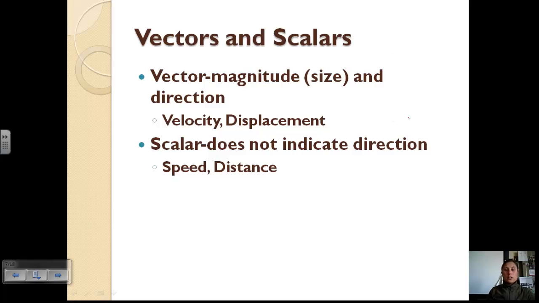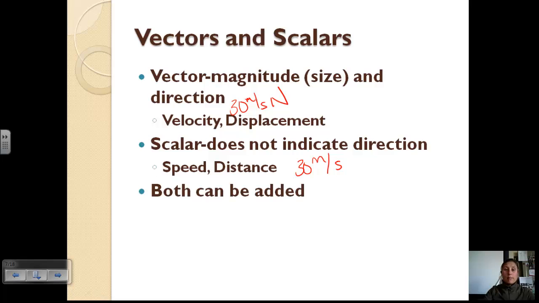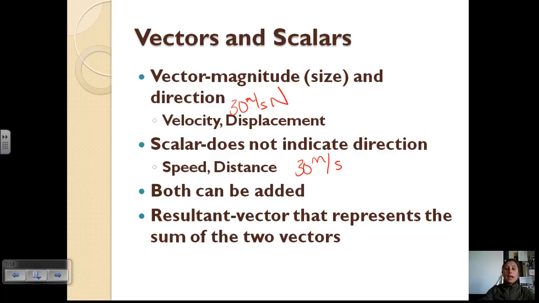So speed, and we're going to talk about this in more detail in a minute, is meters per second. So let's say you're going 30 meters per second. For velocity, we would say you were going 30 meters per second north. And so we've also indicated a direction, whereas a scalar does not. Both scalars and vectors, however, can be added. And when we do add those, we can get what's called a resultant. And it's basically the vector that represents the sum of two vectors.